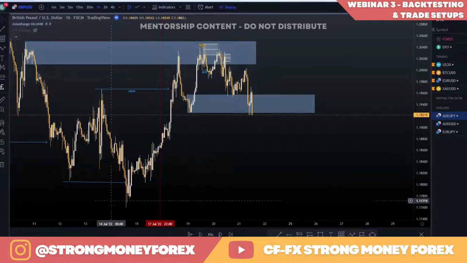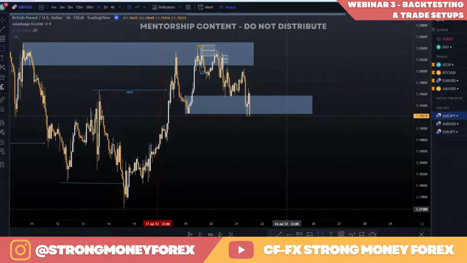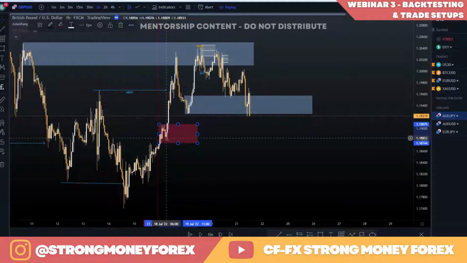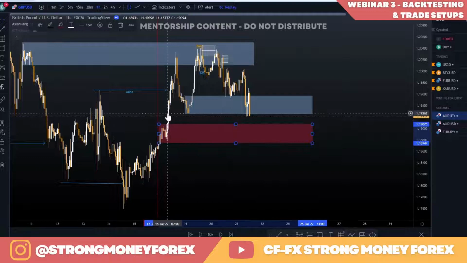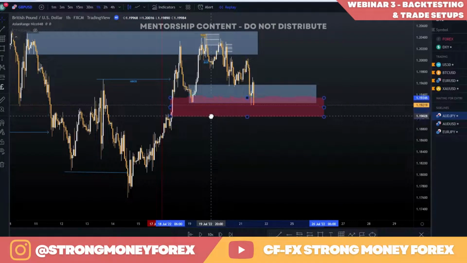There's not really anything clean here. You see how all this price action is really mucky. For a supply zone to be valid, it needs to look like this. It needs to have a clear move down, taking out liquidity. It needs to have a clear move up. If price comes back to test it, so this is our imbalance here.